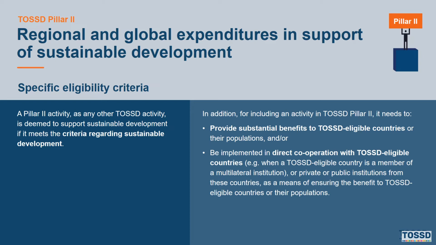An example of in cooperation with TOSSD eligible countries is, in the case of a multilateral institution, an organization where TOSSD eligible countries are members of that organization. So it can be assumed that the activities carried out by this organization are carried out in cooperation with TOSSD eligible countries.